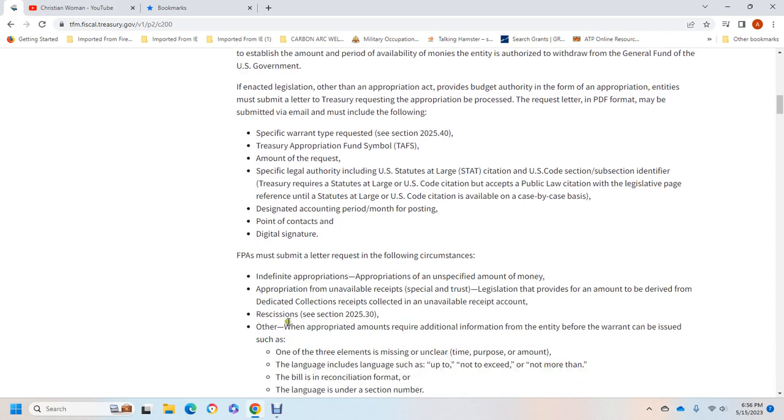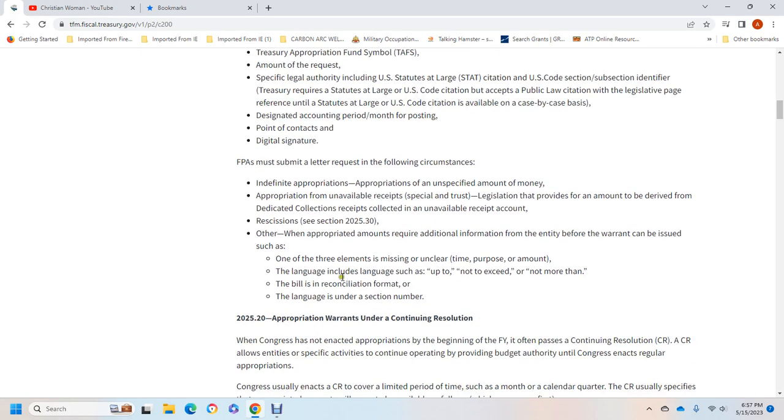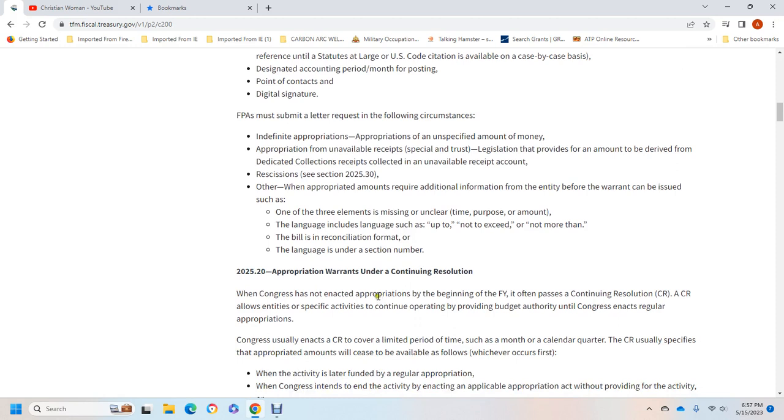The agency must submit a request letter for the following circumstances: an identified appropriation of an unspecified amount of money, operations funded from unavailable resources or available receipts, legislation that provides an amount derived from dedicated collection receipts collected in an unavailable receipt account, and rescissions. For other warrants, additional information is needed before the warrant can be issued, such as the three elements of mission and time, purpose, and amount, and language such as up to but not exceeding, or no more than, in a bill and reconciliation format. The language is under the section number.